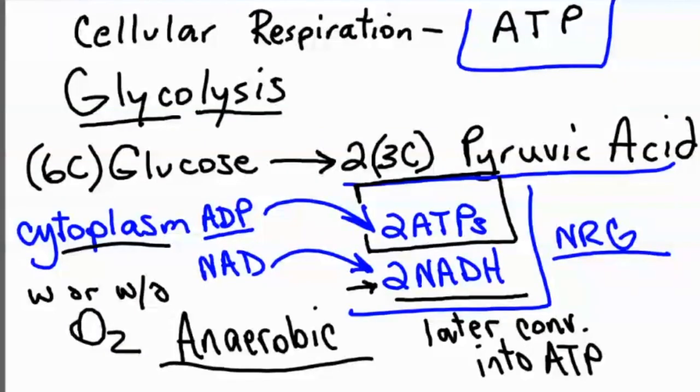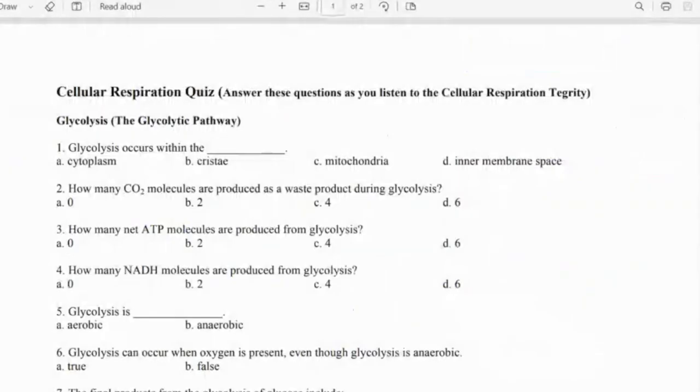So go to your handout. I'll put it up there. See if you can answer question 1. Where does glycolysis take place? Cytoplasm. Circle it. Circle it on your paper.